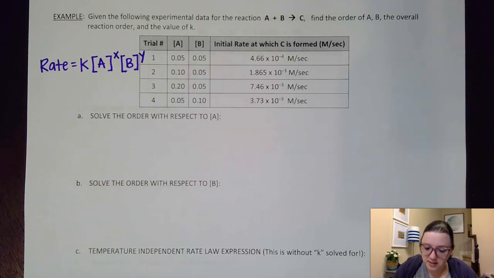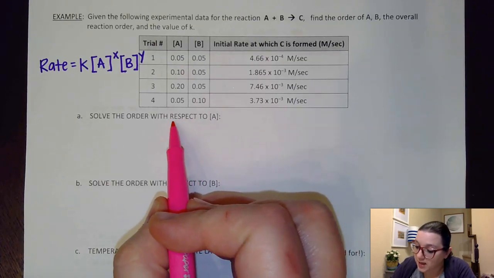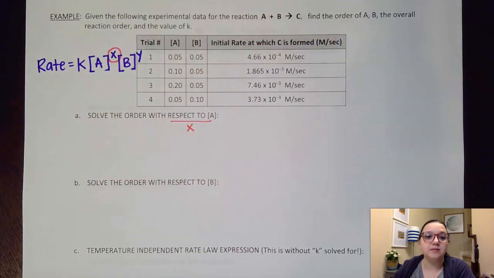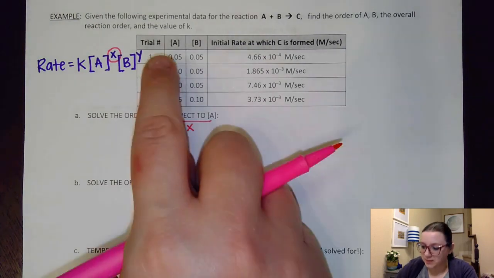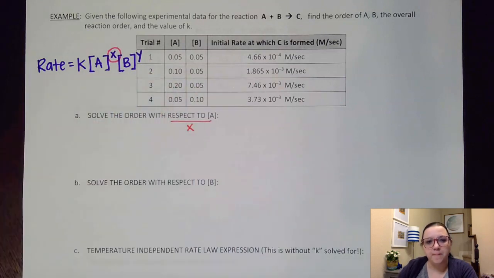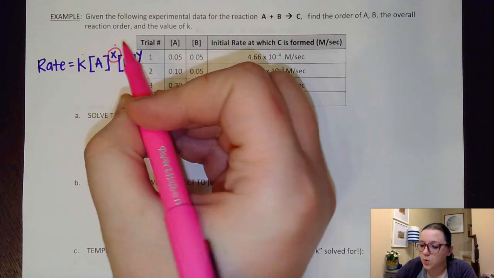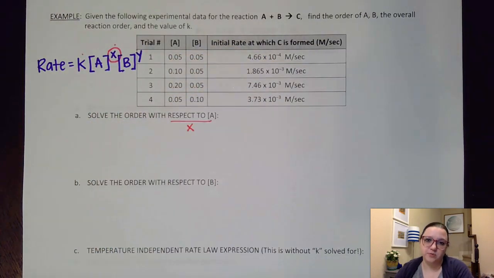So the first thing that it asks us to do is solve the order with respect to A, which means they are here asking us to solve for X from this equation up here. And so to do that, what that means is that I'm going to need to pick some trials to plug in here, but that's going to leave me with 1, 2, 3 unknown variables for right now.